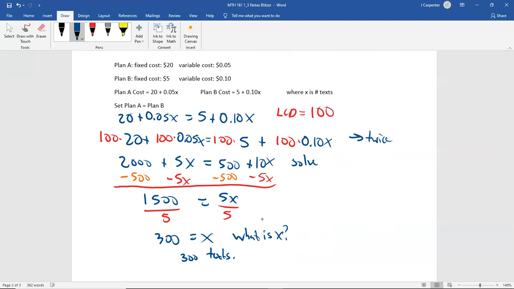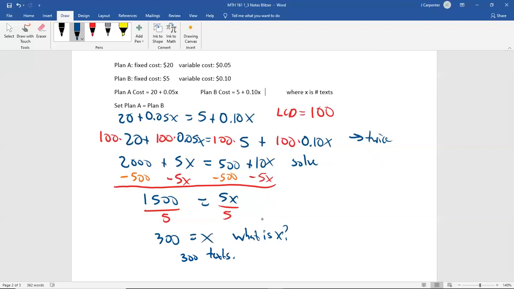If you don't trust this, you could plug it in to right here and see if the answers agree with each other, the plan costs. So 300 times 10 cents would be $30. 30 plus 5 is 35. If you do 300 times 5, you're going to get $15. 15 plus 20 is 35.